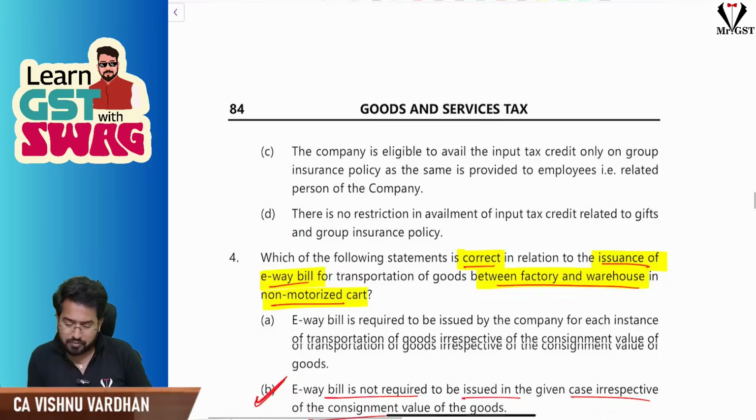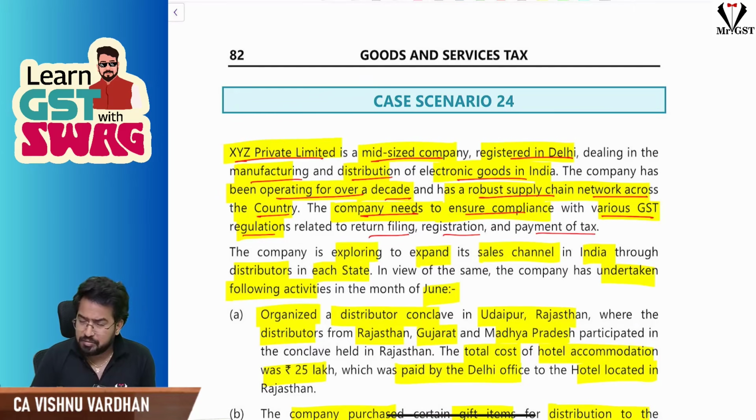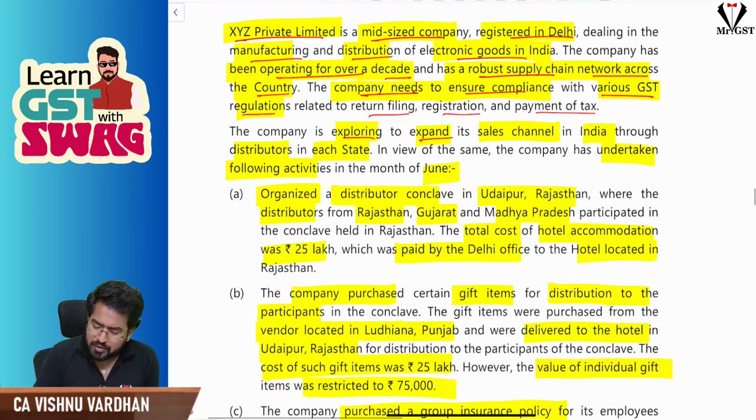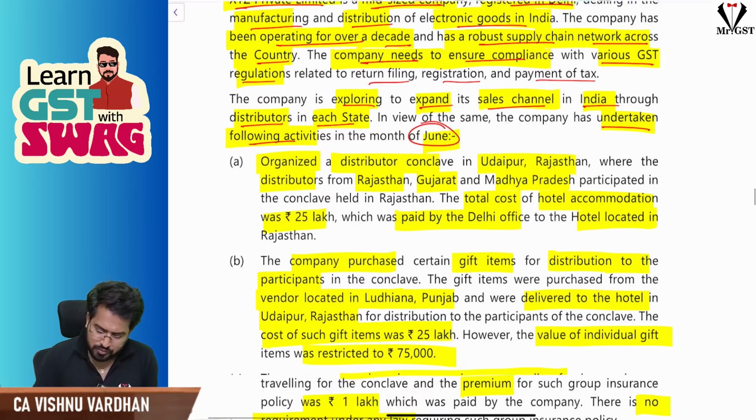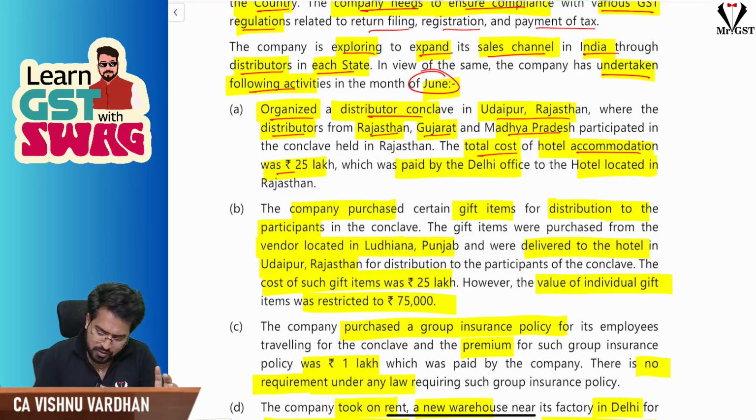Let us check. XYZ Private Limited, a mid-sized company registered in Delhi, manufacturing and distributing electronic goods in India, operating over a decade with a robust supply chain network across the country. They need to ensure compliance with various GST regulations, of course, return filing, registration, and payment of tax. The company is exploring expanding its sales channel in India through distributors in each state, and undertook the following activities in the month of June. Organized a distributor conclave in Udaipur, Rajasthan. Distributors from Rajasthan, Gujarat, Madhya Pradesh attended. Total cost is 25 lakhs, paid by the Delhi office to the hotel located in Rajasthan.